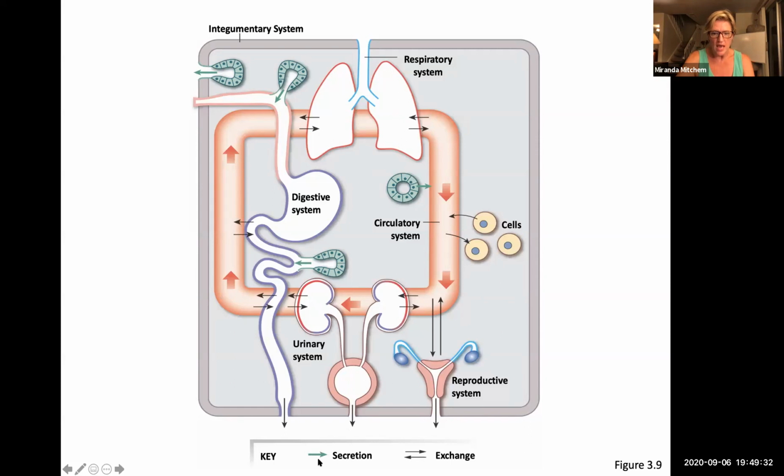Now, looking at these, the key down here, secretion means the movement of material out of the body. So we're secreting it into the bloodstream. And then exchange is represented by the double black arrows here. So the intestine, the urinary system, the respiratory system, and then the reproductive system as well.